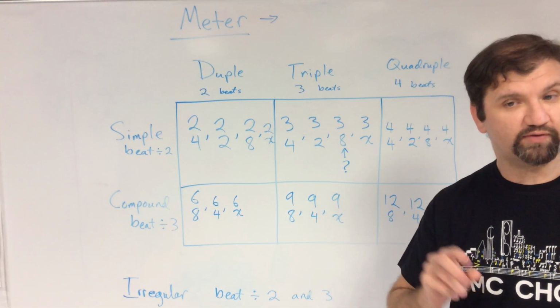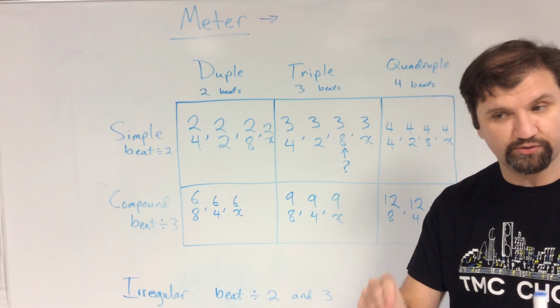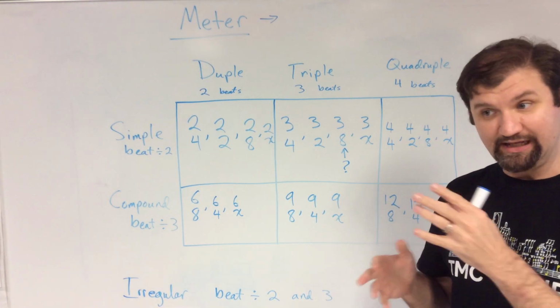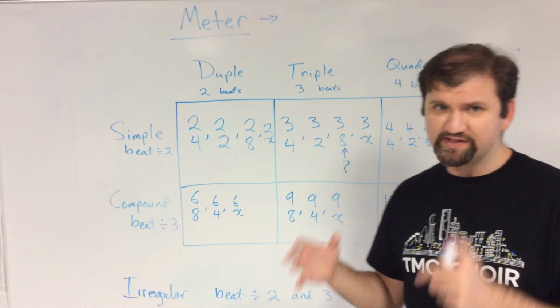1, 2, 3, 4, 5. Do you hear how those beats come at irregular intervals, meaning they're not all the same?